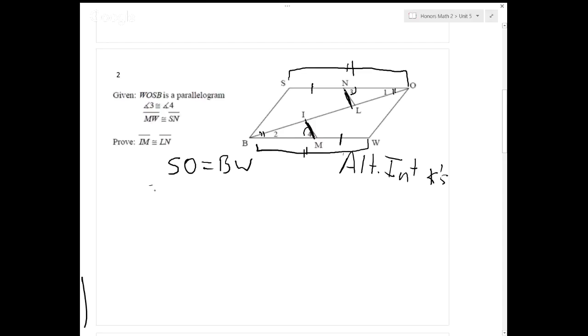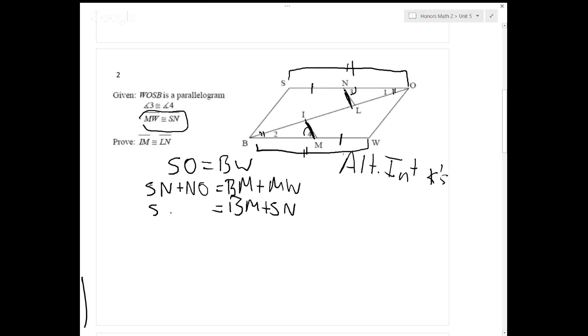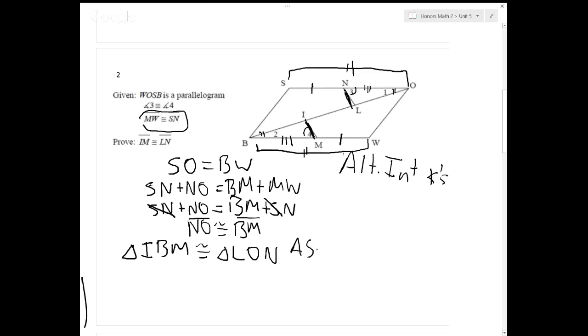Well, I also know that SO is SN plus NO, and BW is BM plus MW. Now we said over here that MW and SN are the same. So what if I replaced MW with SN? And that's just going to be your basic substitution. What that does, it now lets us subtract away the SN, and we could say that NO is congruent to BM, which gets us these two segments right here. So now we have that triangle IBM is congruent to triangle LON by angle, side, angle. And because of that, IM is congruent to LN because corresponding parts of congruent triangles are congruent.